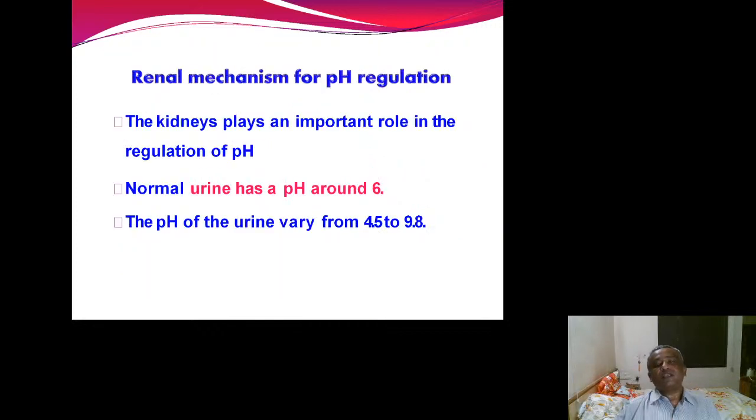Now the renal mechanism for pH regulation. The kidney plays a very important role in the regulation of the pH. Normal urine pH is acidic. Remember this. Normal urine pH is acidic because there is too much H plus ion inside it. It is around 6. The pH of urine varies from 4.5 to 9.8. This can be acidic, severe acidic or severe alkaline, but mainly it is around 6 and it's acidic.